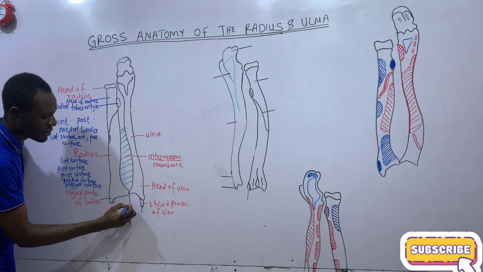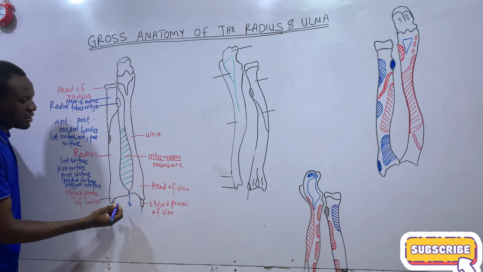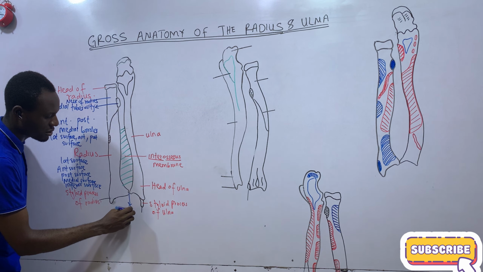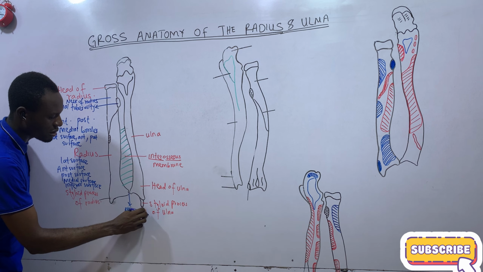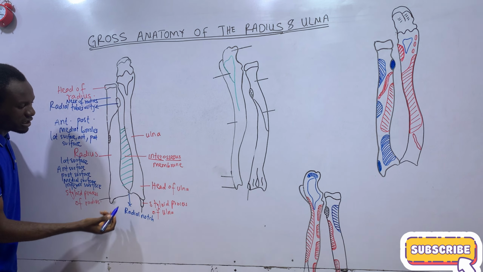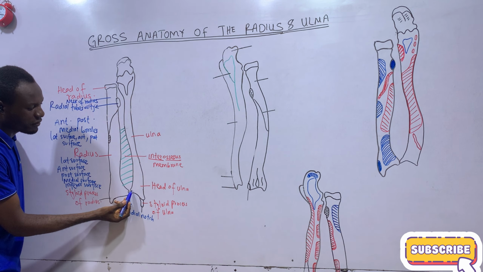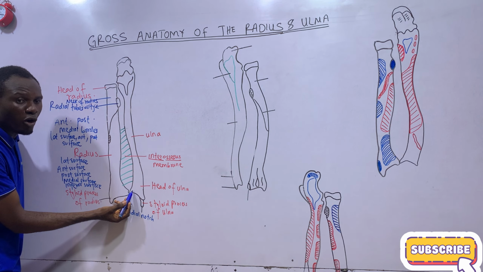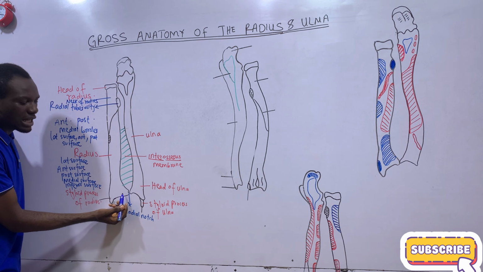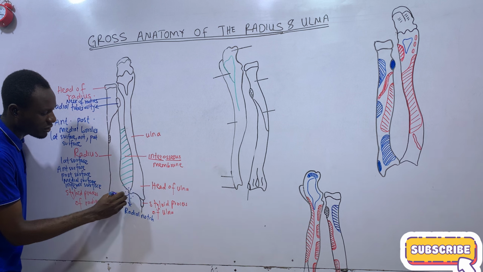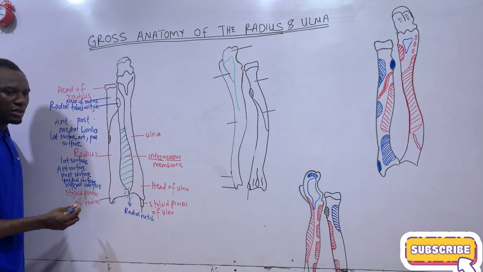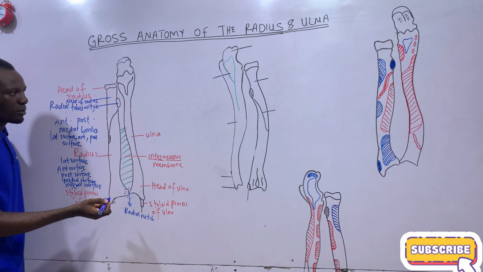This notch right here is called the radial notch. So the radial notch is where the head of the ulna articulates the radius. And this joint formed right here is called the distal radio-ulnar joint. So the distal radio-ulnar joint is formed right here.